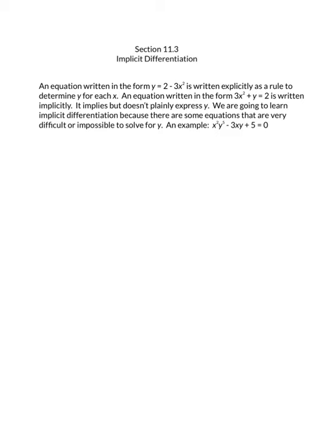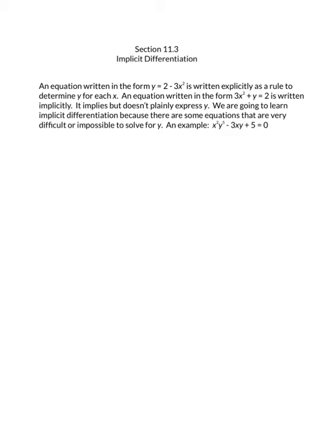If we take that equation and rewrite it so that it's written in the form 3x squared plus y equals 2, it's the same equation, but it doesn't state explicitly how you find y. It's implied, but it's not an explicit rule that you have to take 3 times the x that you square and then subtract that from 2.